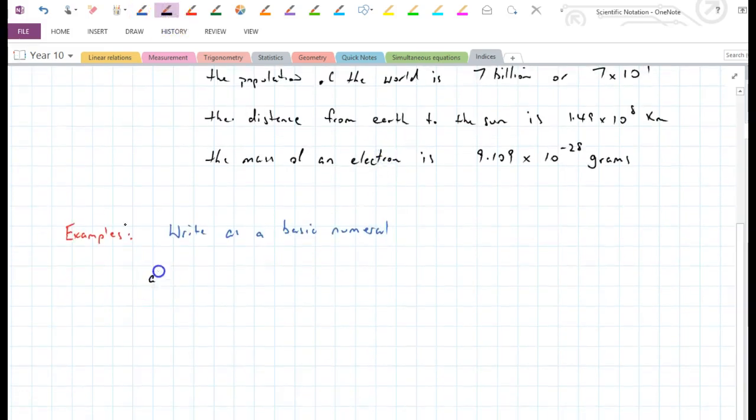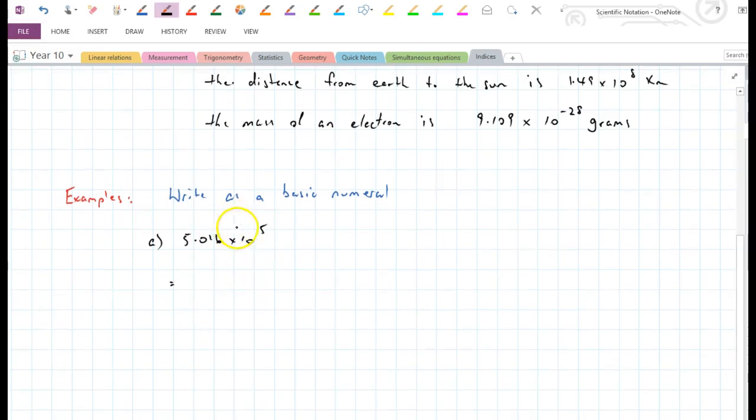So let's go back in here. A: 5.016 times 10 to the power of 5. So you would go, okay, this is a basic numeral, so I've got to convert it from scientific notation into a basic numeral. So I'm going to take this decimal point and go 1, 2, 3, and then I'm going to get 2 more, 1, 2. I'm going to put zeros in there. So I've got 501600 would be my conversion. So 501,600. There's another one here, 3.2 by 10 to the minus 7.